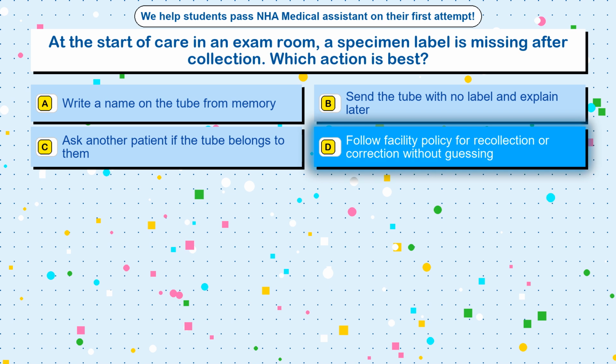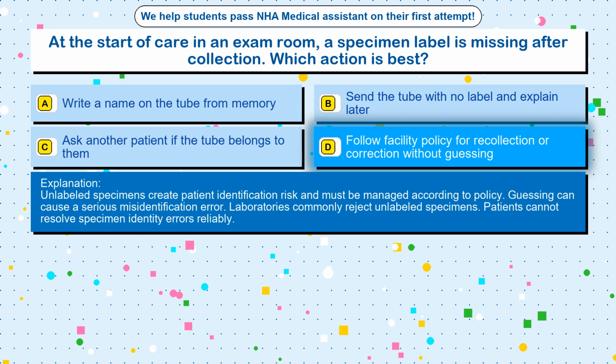The correct answer is option D, follow facility policy for recollection or correction without guessing. Unlabeled specimens create patient identification risk and must be managed according to policy. Guessing can cause a serious misidentification error. Laboratories commonly reject unlabeled specimens. Patients cannot resolve specimen identity errors reliably.